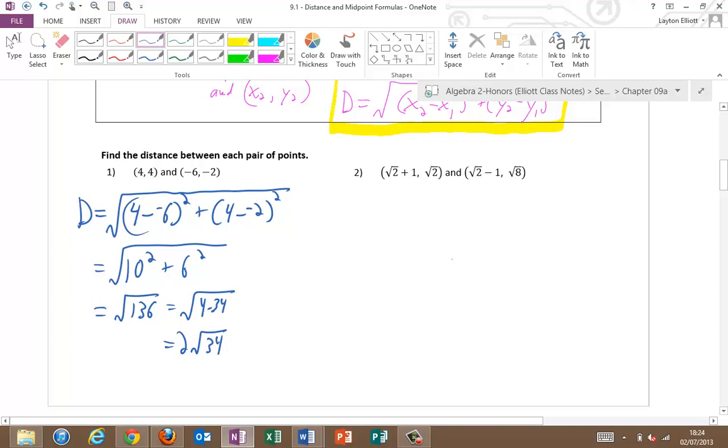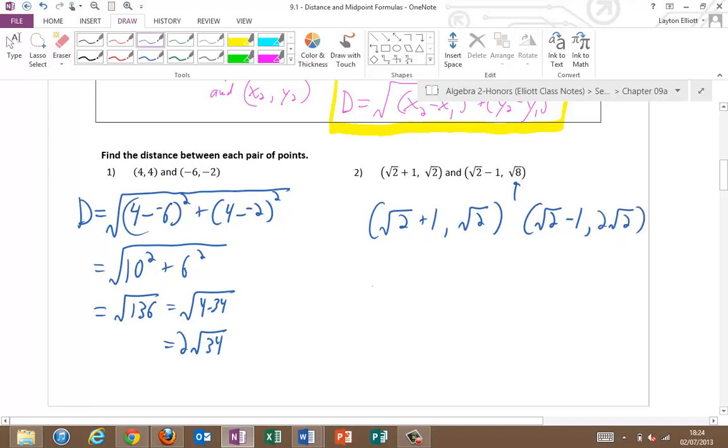Number 2, if I have distances that are actually different points, like one of the coordinates is a binomial, what I can do is, well, wait a minute, we first of all have this radical 8, so let's rewrite this. I got radical 2 plus 1, comma, radical 2, and then I have radical 2 minus 1, comma, radical 8, which I can rewrite as 2 radical 2.